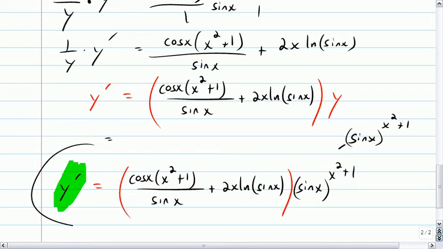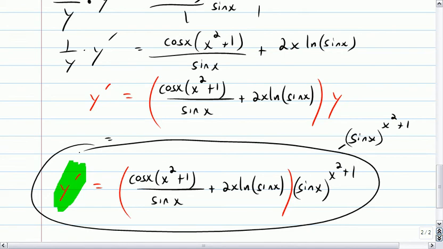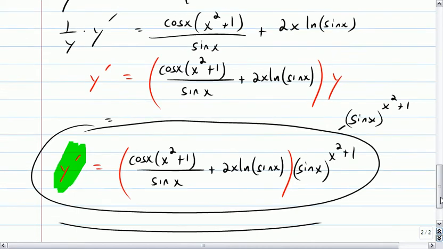So this is your answer. You have used logarithmic differentiation. You were asked to find y prime. You were looking at a function to a function. You took the natural log of both sides, rearranged some things, and took the derivative of both sides. In the end, you ended up with y prime equals.